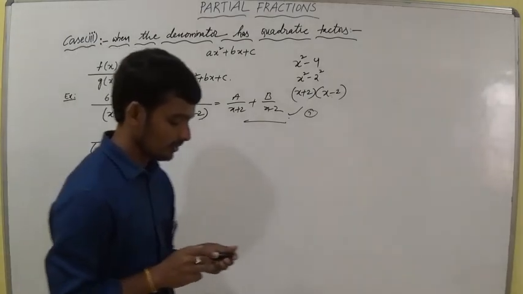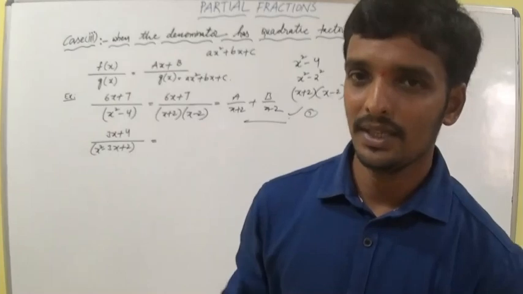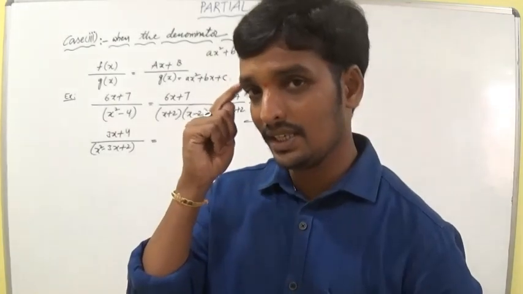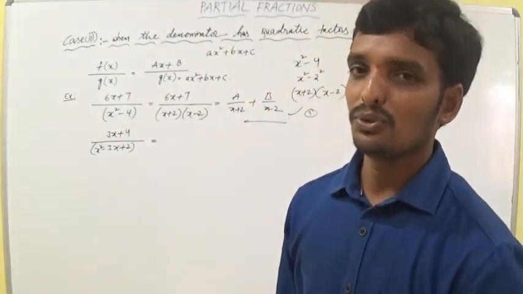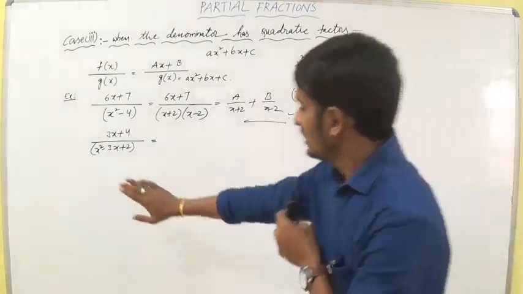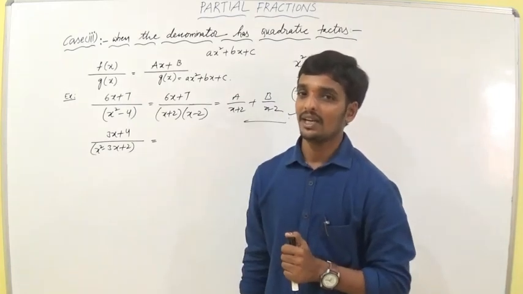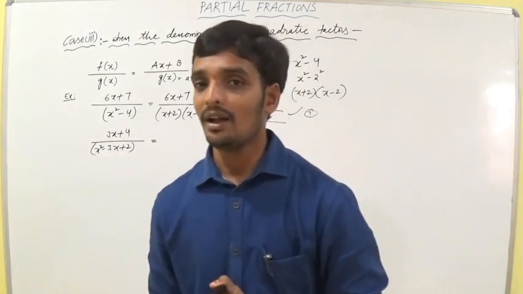If you see the problem, this is a quadratic factor. So this is the third case. That is the thing in your mind. Don't go blindly. First of all, think about the denominator. Can we factorize the denominator or not?